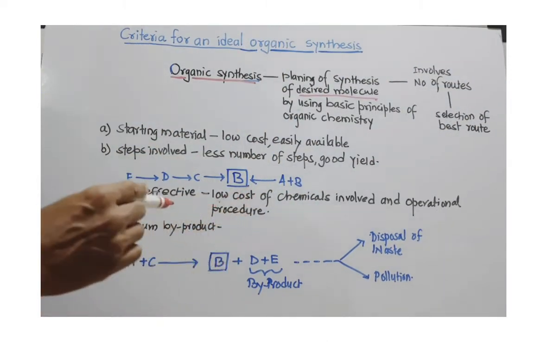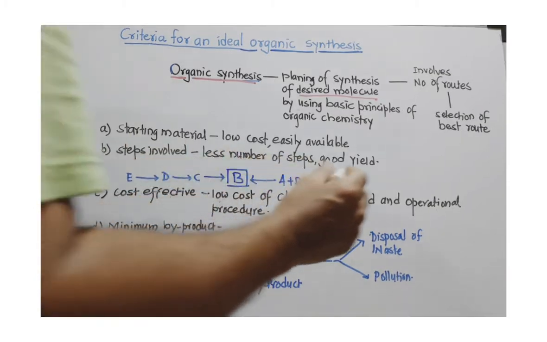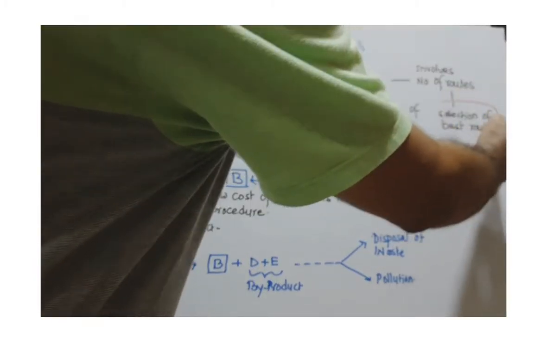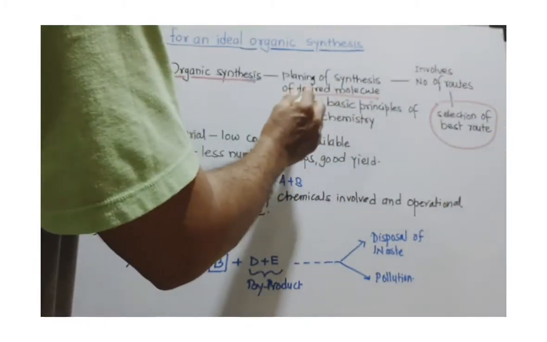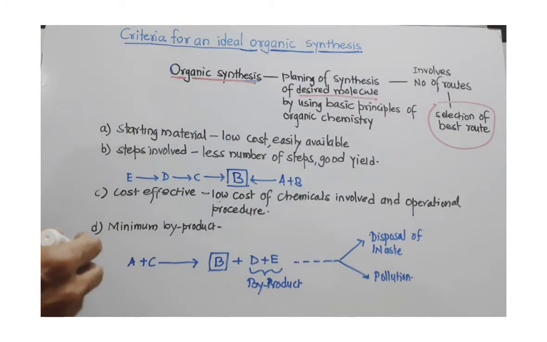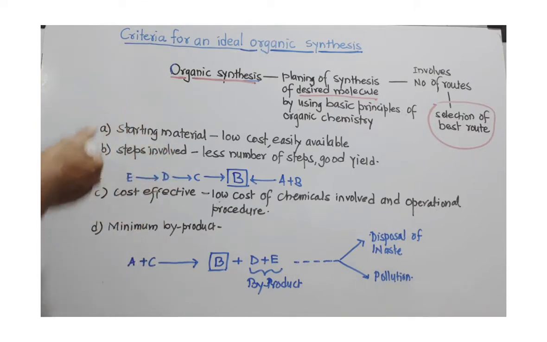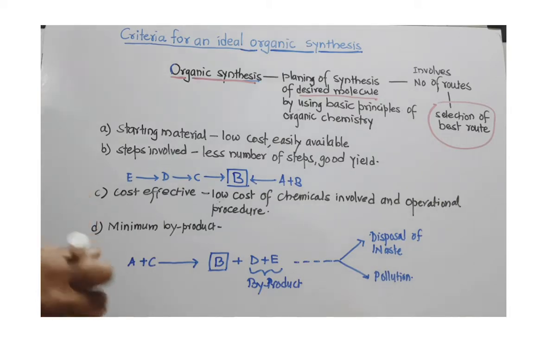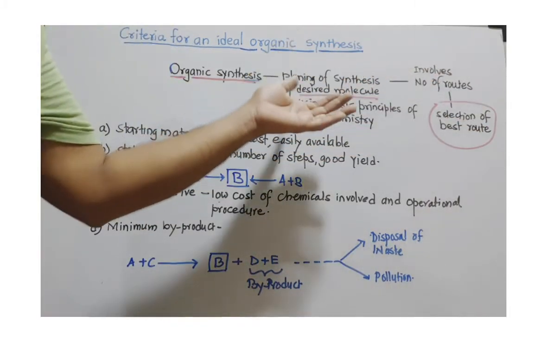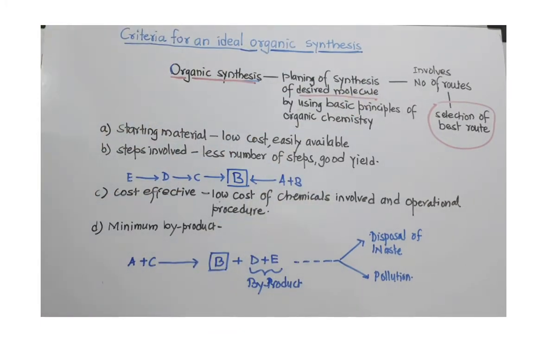So it is the task in front of the organic chemist how to select the best route for the synthesis of the desired molecule. And to decide this, we have to use a number of criteria. Out of these, we are discussing just 4 criteria which are very, very important to select the best route for the synthesis of the desired organic molecule.